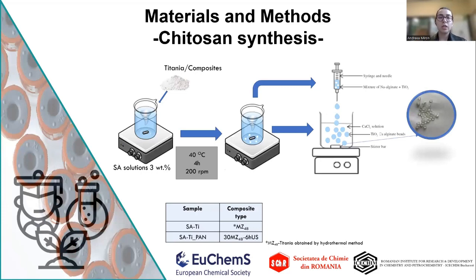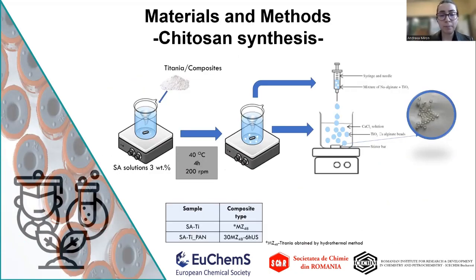The synthesis of the beads is easy. The first step of the synthesis is the homogenization of the alginate in water and putting the titania or the composite in the mixture. The reaction conditions are 40 degrees Celsius, 4 hours, and magnetic stirring. The next step is to put the warm solution in a syringe and drop it in a calcium chloride solution. And after 12 hours, the beads are washed and lyophilized.